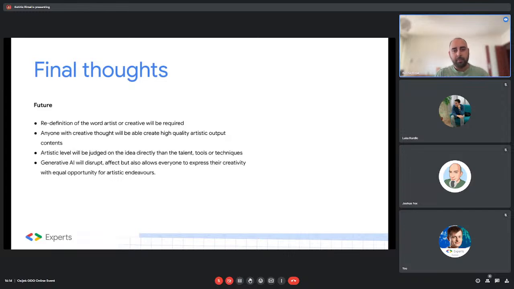And yeah, the future is that anyone with a creative thought, an idea perhaps, can create high quality output. So maybe the competition here, for lack of a better word, is not just on the final output, but rather on what is the idea being explored or put together in that artifact, because everything will look amazing with these tools. And the good part here is that these tools allow equal opportunity for anyone to explore artistic endeavors. So this is really amazing.